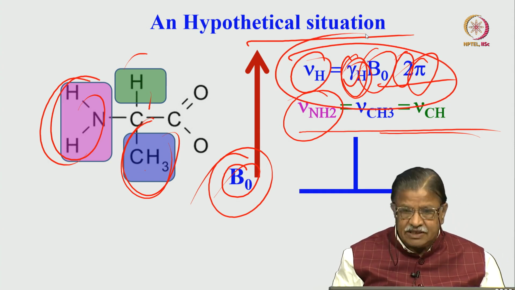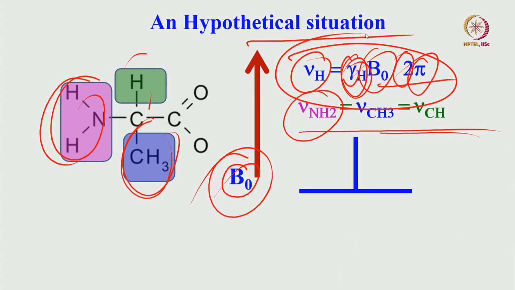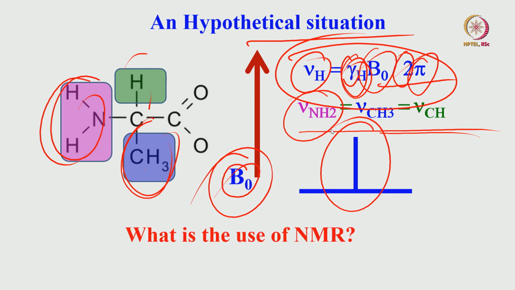As a consequence, in this hypothetical case, for any molecule of your interest, NMR should give only a single peak, nothing else. You cannot get anything more than a single peak. If this was the case, then what is the use of NMR? That is the question we have to ask. What is the use of NMR if you get only one peak for any molecule of your interest? And there is nothing wrong; this is 100% true because of this resonance condition equation we have worked out.